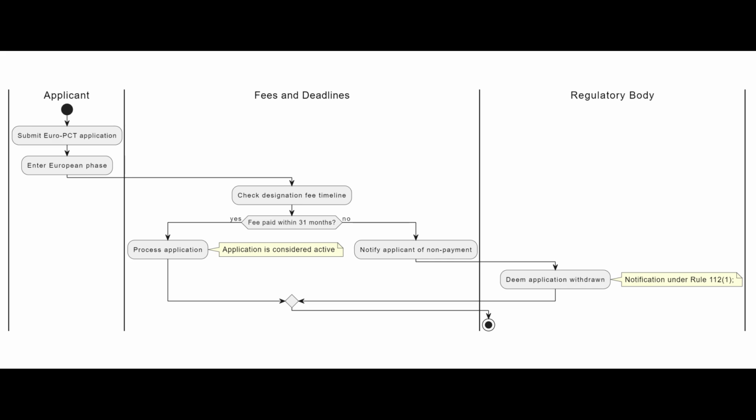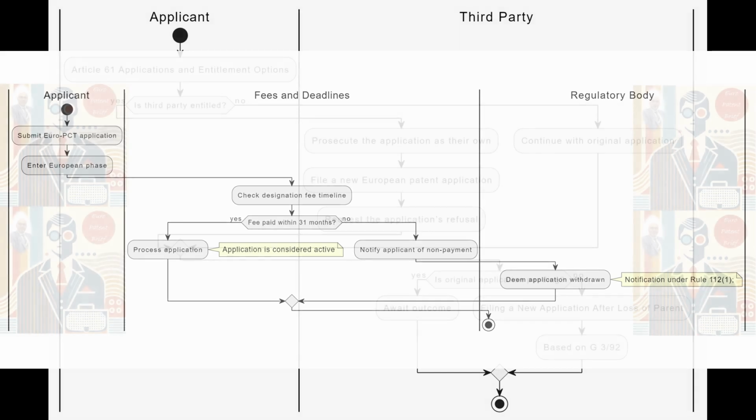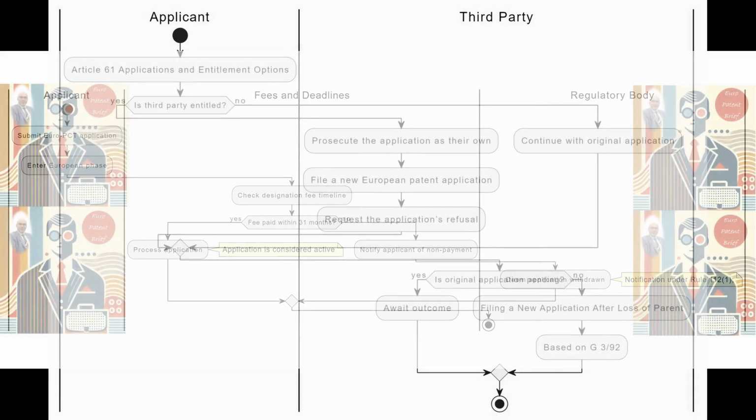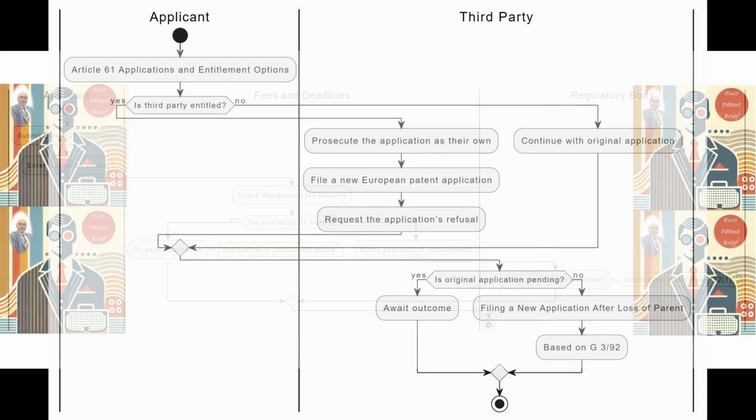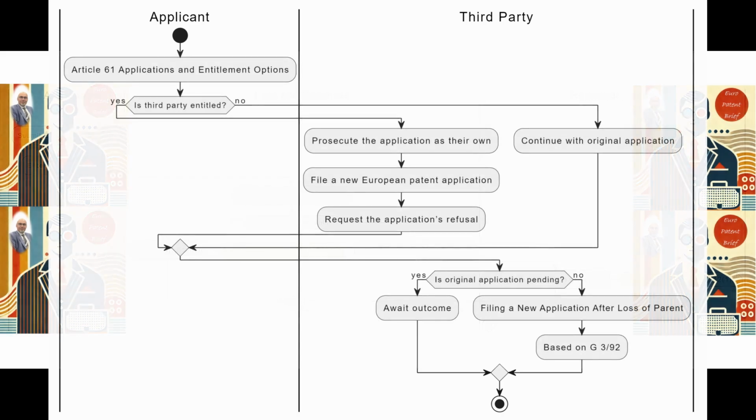In special situations, a court or authority may decide that someone other than the registered applicant is entitled to the grant of the European patent. If this happens, the third party has 3 options. 1. They can prosecute the application as their own. 2. They can file a new European patent application. 3. They can request that the application be refused.